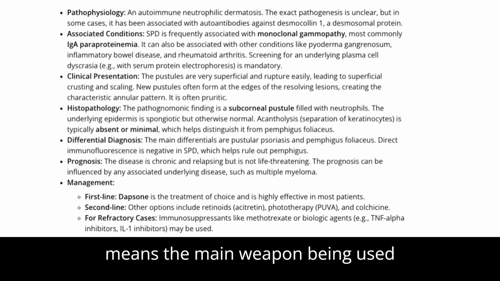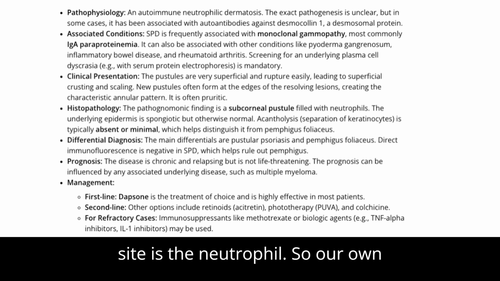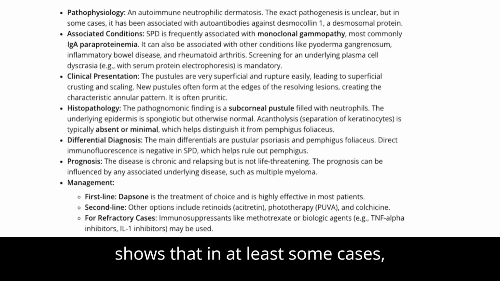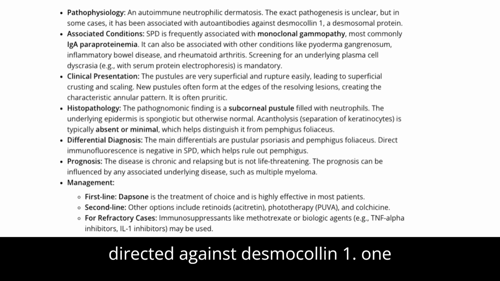Neutrophilic means the main weapon being used, the main inflammatory cell rushing to the site, is the neutrophil. So, our own defenses causing the skin damage. Is there a specific target? Well, research shows that in at least some cases, yes. It seems to involve autoantibodies directed against desmocollin 1.